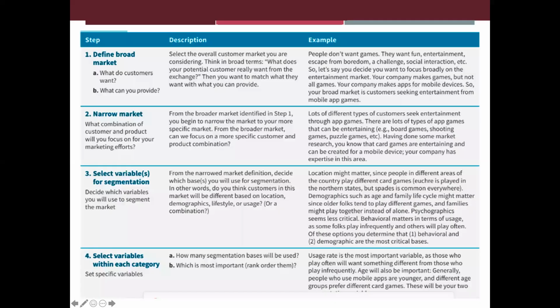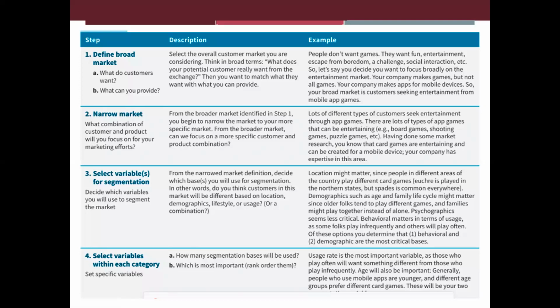We need to apply our segmentation. So there are 6 steps we can use to do that. The first 4 are up here, and we're not going to read through the whole entire thing. But we have to define our broad market. So what do our customers want, and what can we provide, okay? So we're looking at our overall big picture.